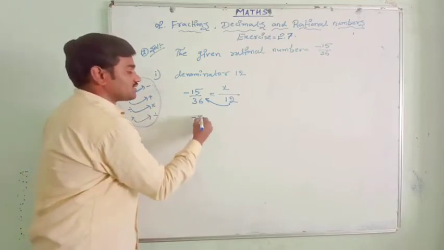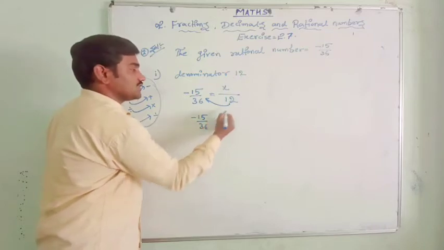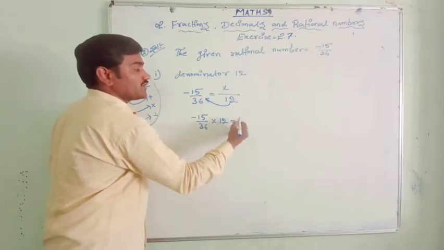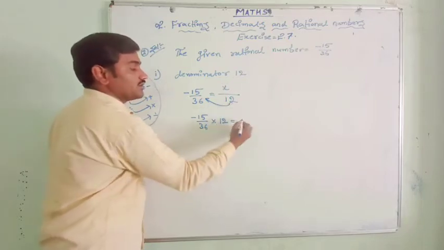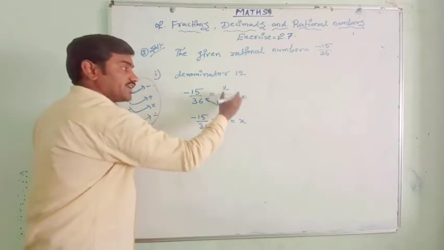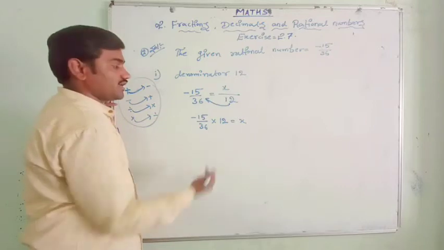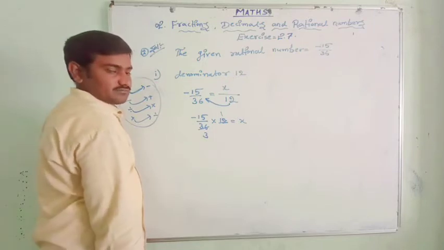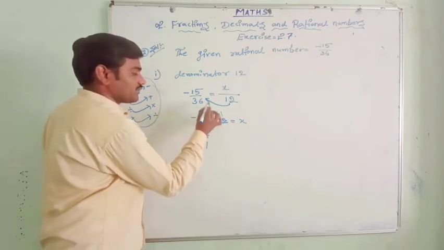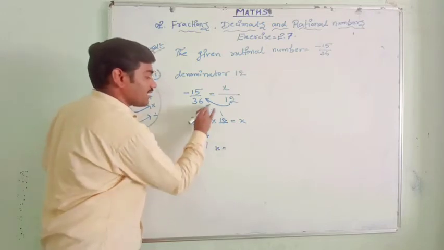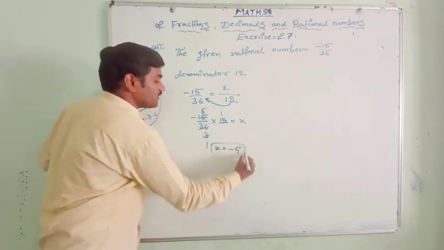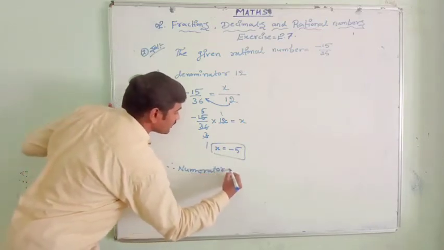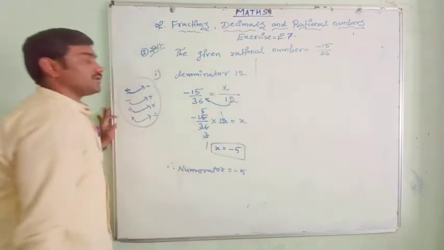So here see minus 15 by 36. This division 12, you transfer to the other side, that becomes a multiplication of 12. Here 12 is dividing, so the 12 will be multiplied here, so that we get x. What we need is the x value, so we make x alone here. Now we'll find out. 12 ones are 12, 12 threes are 36. Yes. 3 ones are 3, 3 fives are 15. So here x equals minus 5. Therefore, the numerator equals minus 5. You got the numerator as minus 5.